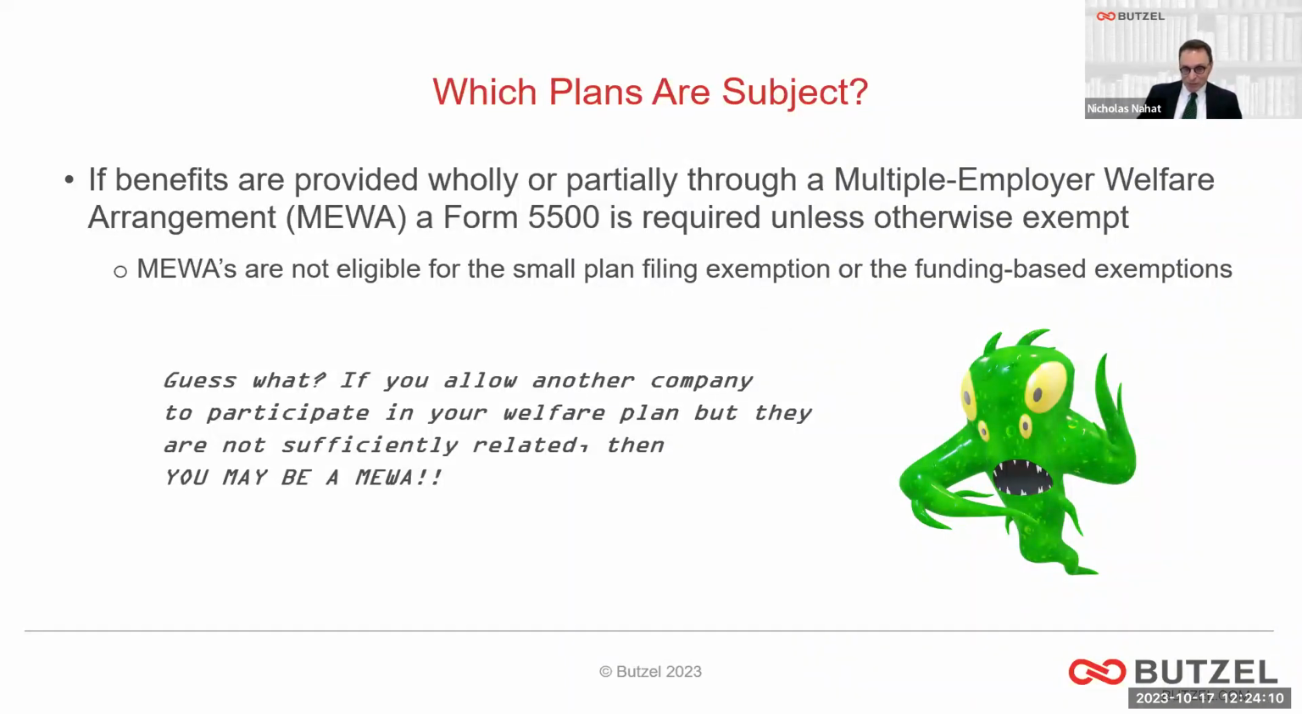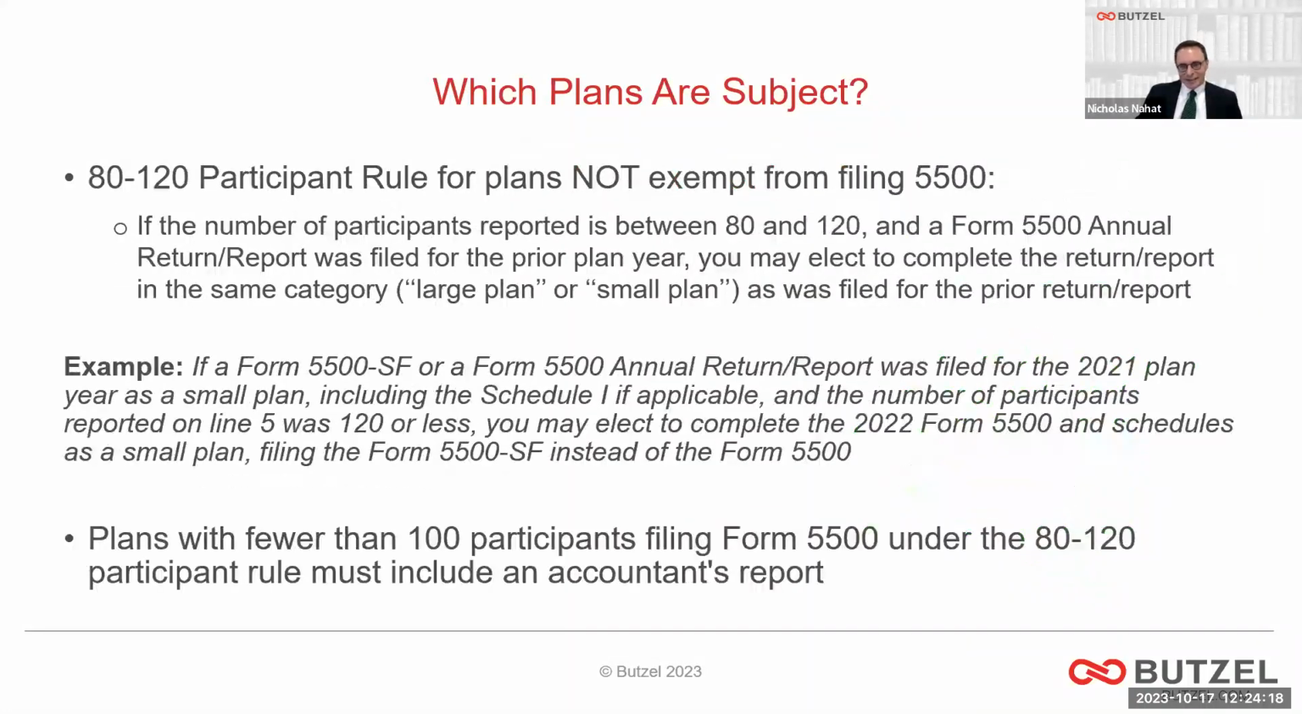There are some other examples we can come up with, but in the interest of time, we're going to move on to slide 13, having given you an idea of what's involved there. So slide 13 involves the 80 to 120 rule involving participants. And again, this goes back to the issue of why participant counts are important.